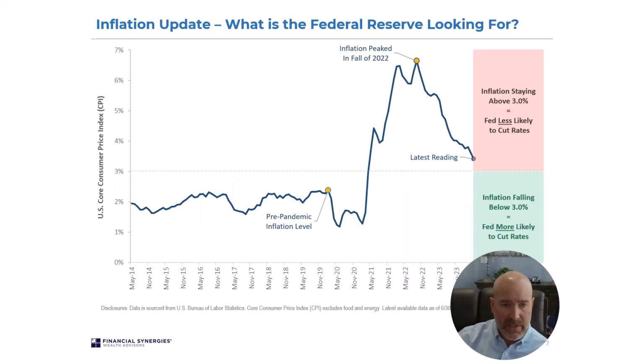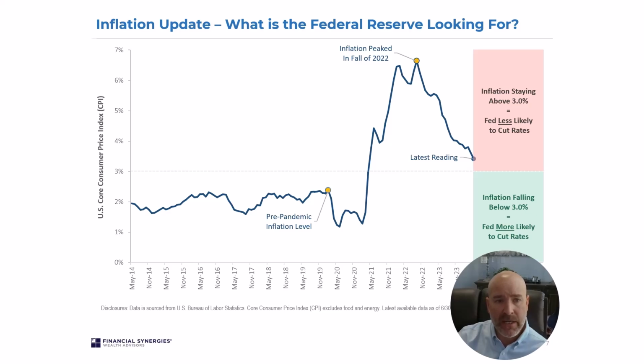Let's look at inflation here. We're going to turn our focus to the economy, and this slide provides an update on inflation, which has been a huge driver of everything over the last few years, and discusses what the Federal Reserve is looking for to cut rates. What are they actually waiting on, and what are they looking for? Although they've been fairly transparent, when is this going to happen? When are they actually going to start cutting rates?